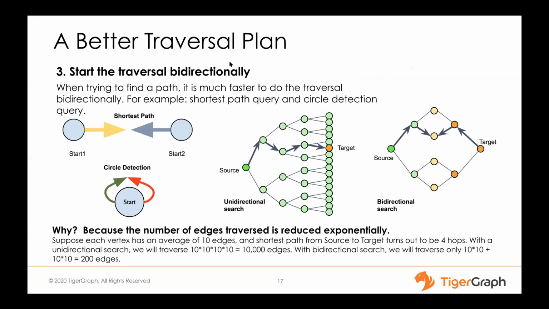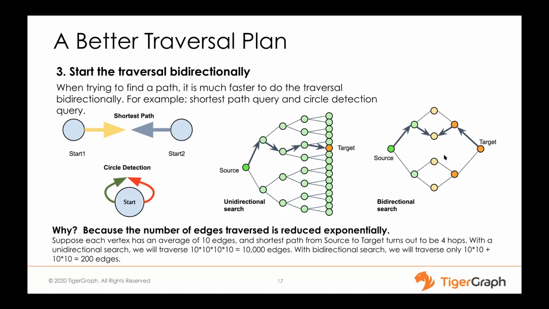And also sometimes we can consider traversing the graph bidirectionally. So for example, a shortest path. Given the source and the target, if we only start from the source, we traverse the graph single-directionally until we reach the target. So this will be the graph we touch by the time we find the target. So you traverse 1, 2, 3, 4 hops. You may touch this many vertices when you find the target.